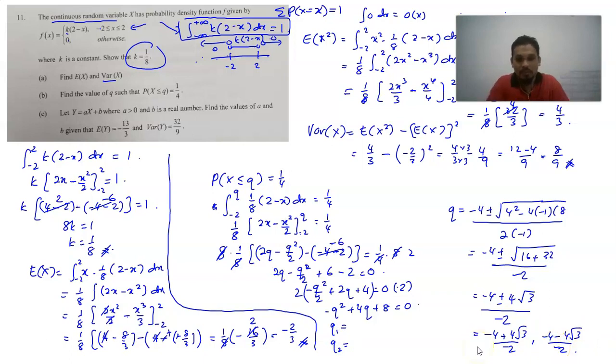Okay, let's try, never mind, one by one. Negative 4 minus 4 square root of 3 divided by negative 2 equals 2 plus 2 square root of 3, which is 5.464. Next one here, negative 4 plus 4 square root of 3 divided by negative 2 equals 2 minus 2 square root of 3. In decimal, it is negative 1.464. Okay.